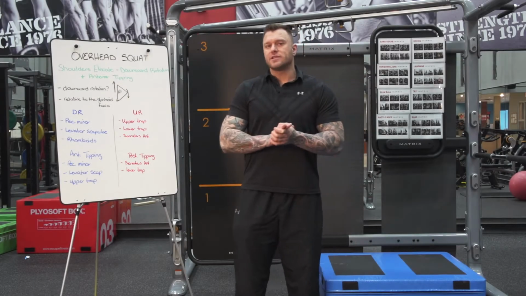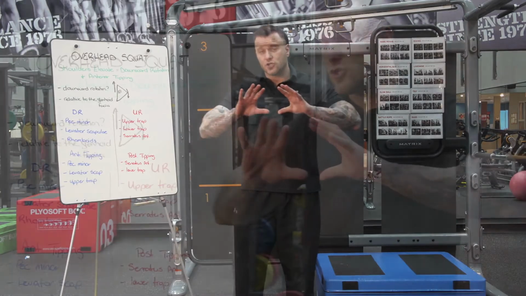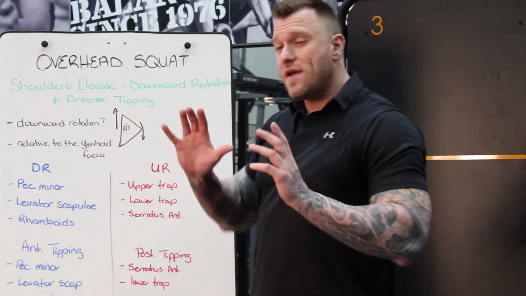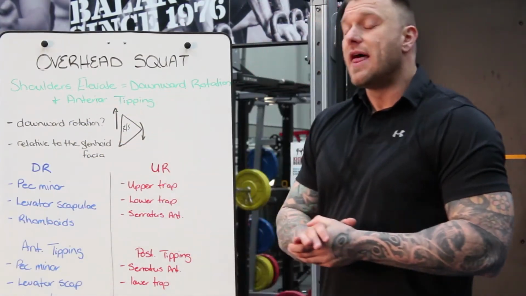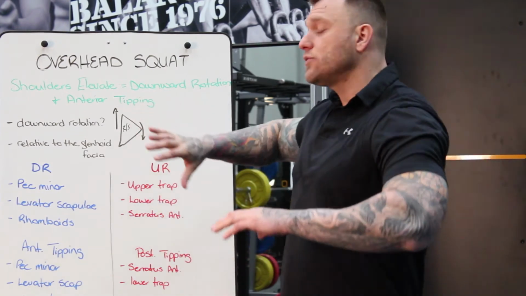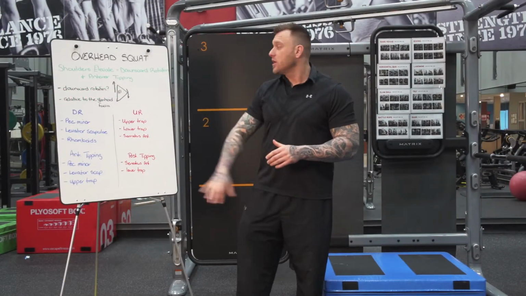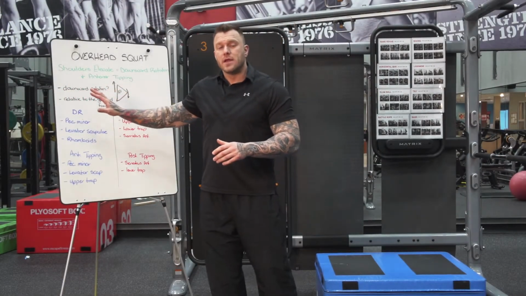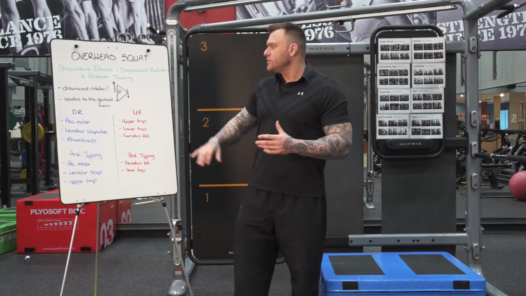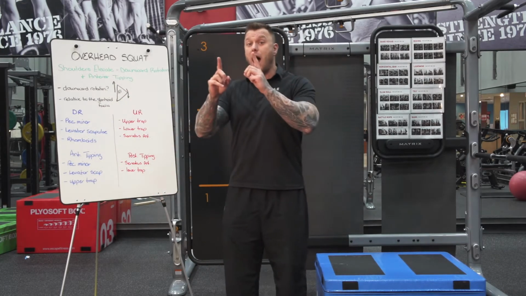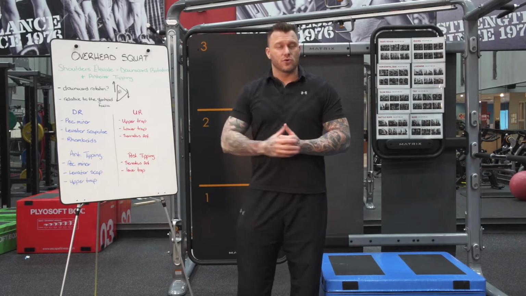When you're assessing clients during the overhead squat and you notice that the shoulders start to come up, that elevation of the shoulders is actually related to downward rotation and anterior tipping of the scapula. Now I know you might be a little confused, going, what do you mean? I'm watching the shoulders go up, how can that be a downward rotation?